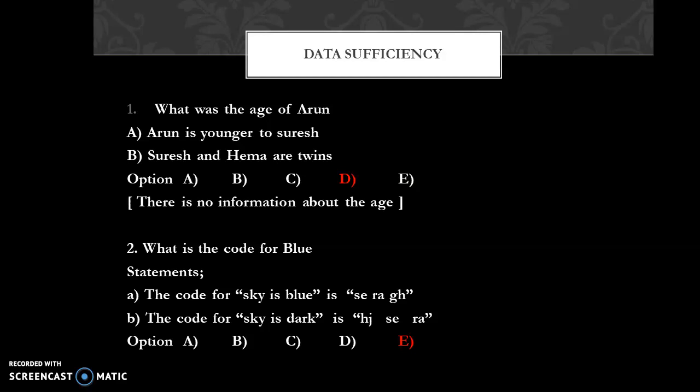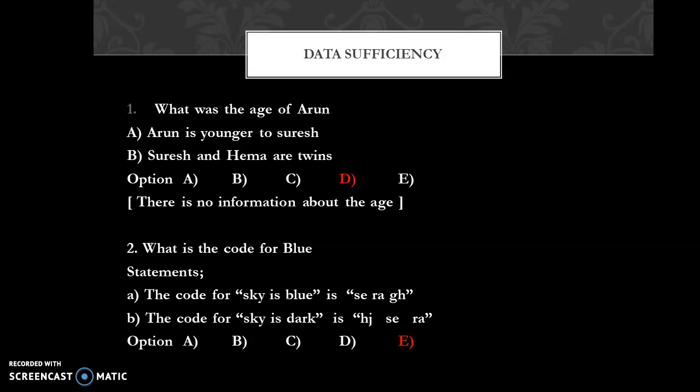So what is the option? Check out that. Option D is the correct answer. The first statement and second statement both are immaterial for giving the answer. So option D is the correct answer. Check out each and every option very clearly.